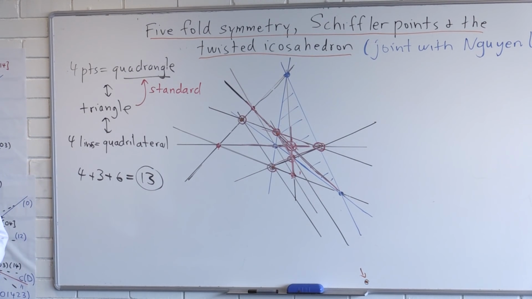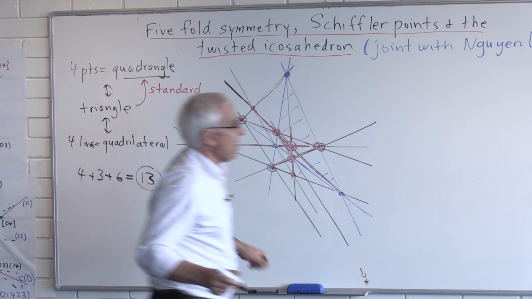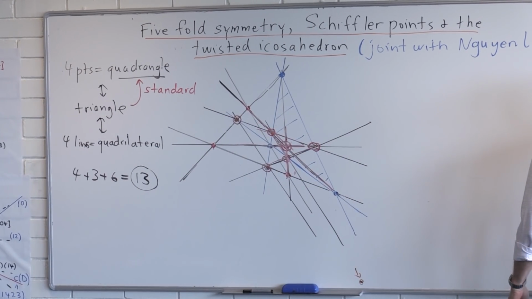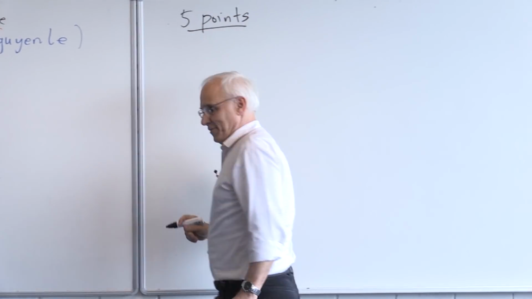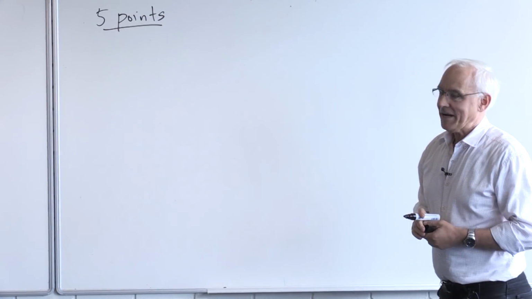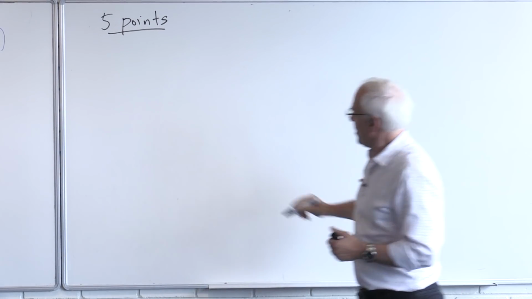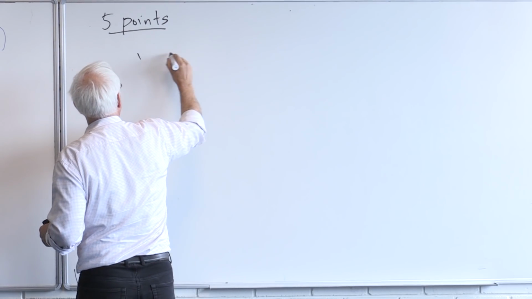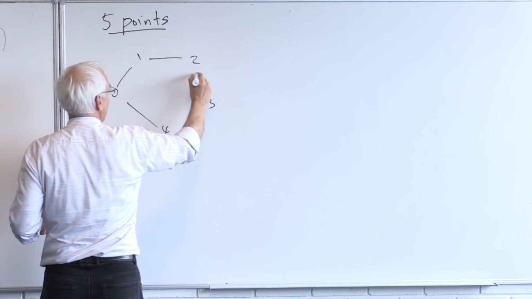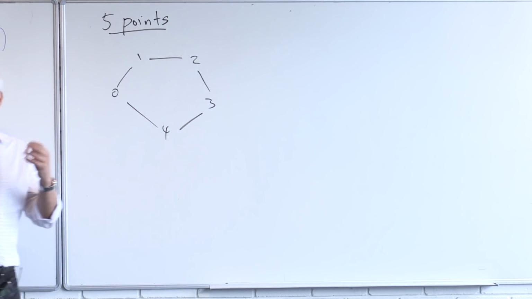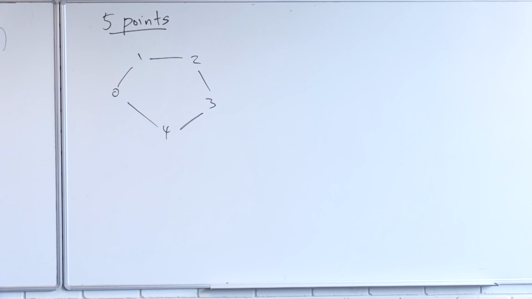Okay, so that's first thing. I want to now talk about 5 points. So if we have 5 points, or 5 objects really, there's a certain kind of combinatorial game I want to play. So let's start with 5 points, and let's call them 0, 1, 2, 3, and 4. Of course, we can construct a pentagon. That's a favorite 5-fold object, and the number 5 is going to play a big role in today's talk. Okay, so that's a nice configuration.